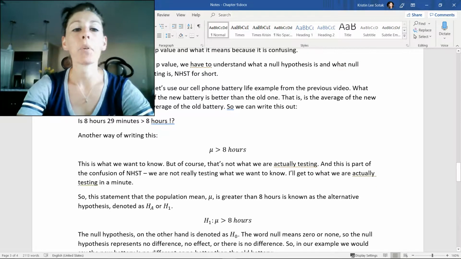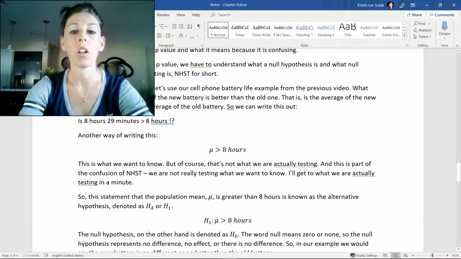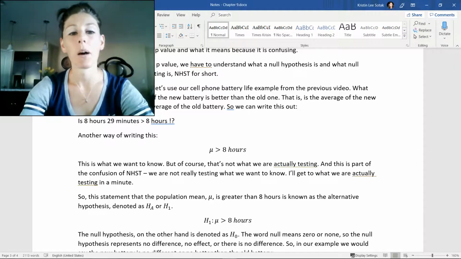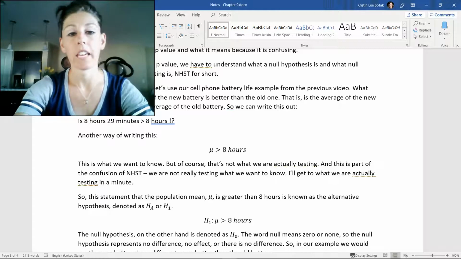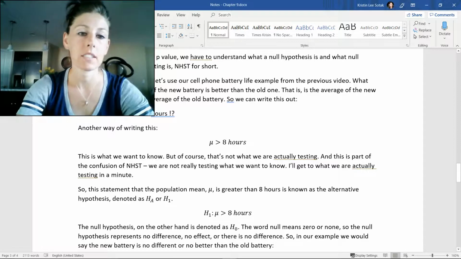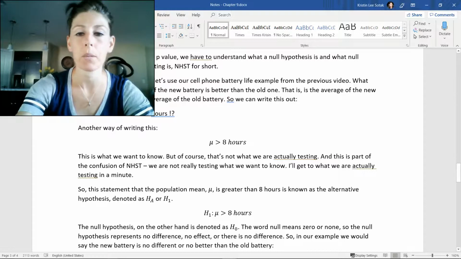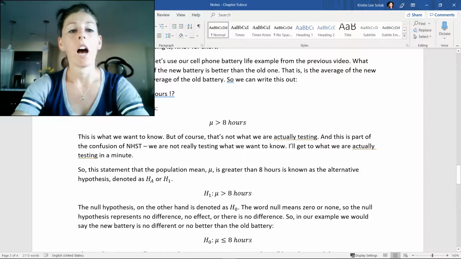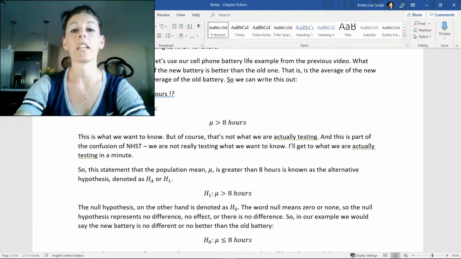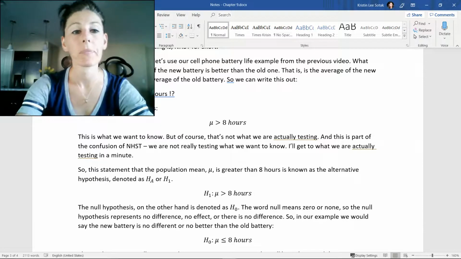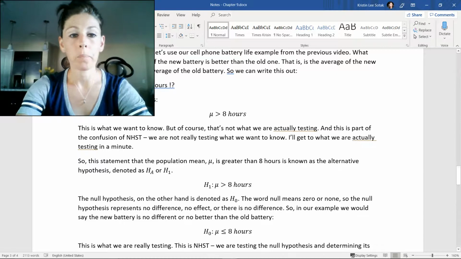So before we can talk about a p-value, we have to understand a null hypothesis and what null hypothesis significance testing is. If you see me write NHST for short, that's null hypothesis significance testing because it's a mouthful to say. Even if I just say hypothesis testing for short, I'm referring to null hypothesis significance testing. Okay, so to explain these concepts clearly, let's go back and use our cell phone battery life example from our previous video. So what we really want to know is if the new battery is better than the old one.